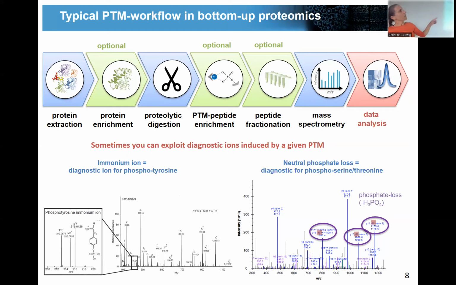Or when you have phosphorylation on serine or threonine residues, you often get this neutral loss of a phosphate group from certain fragment ions. And then you get all these fragment ions that show a mass difference of 98 Dalton. And then you know this was a phosphate loss.